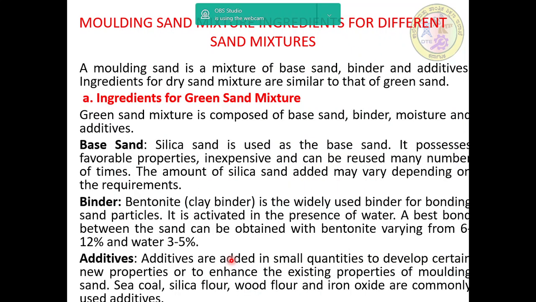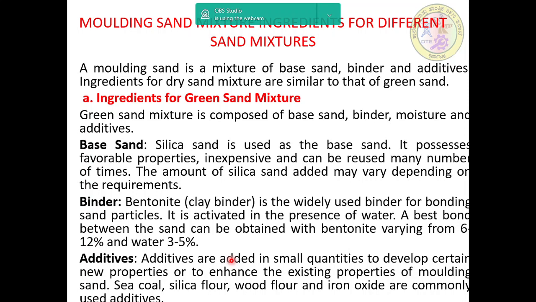Next we'll go for ingredients of these different types. The molding sand is a mixture of base sand, binder and additives, and the ingredients for dry sand mixture are similar to green sand. We'll discuss one by one.